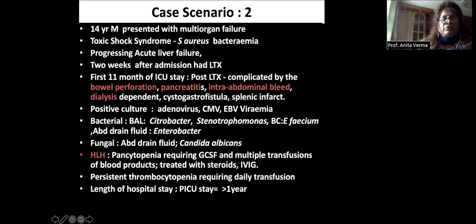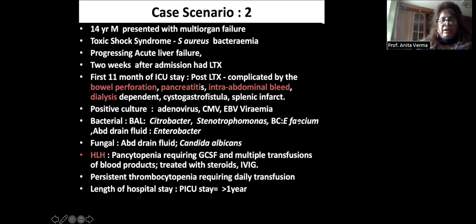This is case scenario 2, a 14-year-old patient who presented with multi-organ failure secondary to Staph aureus. He progressed to acute liver failure 2 weeks after admission. He had a liver transplant, and the first 11 months of ICU stay was complicated by bowel perforation, then pancreatitis, intra-abdominal bleed, and renal failure, and he was dialysis dependent. Another complication was splenic infarct. He had multiple viral infections and was colonized with a number of multi-drug resistant bacteria.